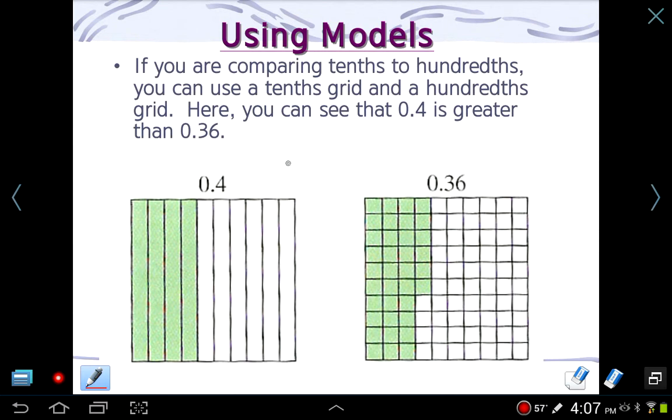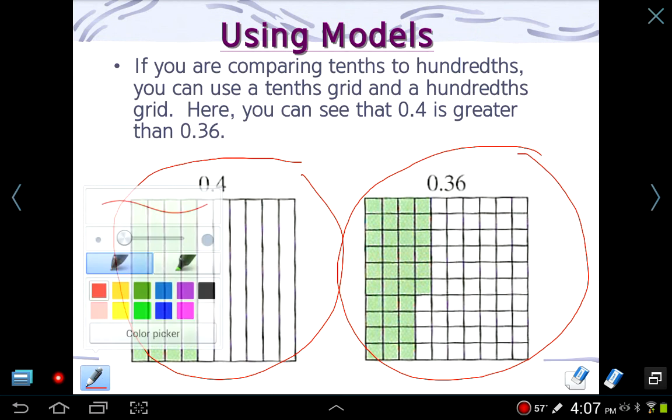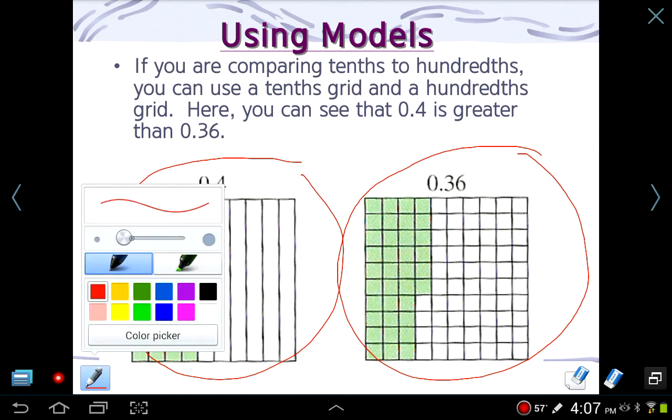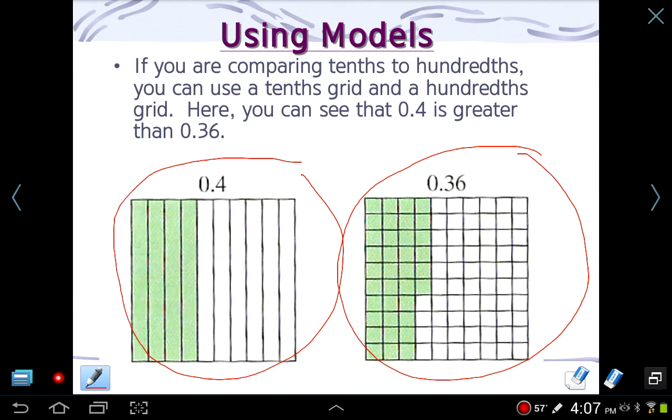Now both of these grids right here equal one whole. A decimal is part of a whole. And you might look at this decimal without a grid, without any kind of model, and you might go, oh, this 4/10 is going to be smaller than 36 hundredths, just because of the way they look. And you might be right, but not in this case.